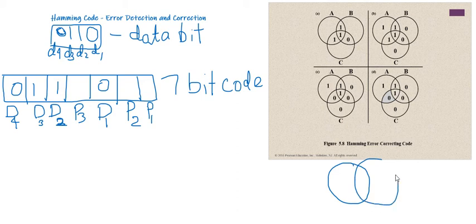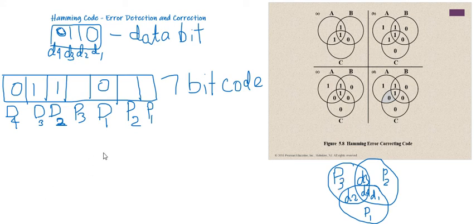In the Venn diagram, you have 3 circles. In this place you will write your D1 bit. This place you will write the D2 bit. Here comes the D3 and inside comes your D4. How about the remaining 3 parity bits? They are called parity bits. I am going to use even parity. So this is P1, in this place you will write P2, and here you will write P3. This is the idea of how to fill it.